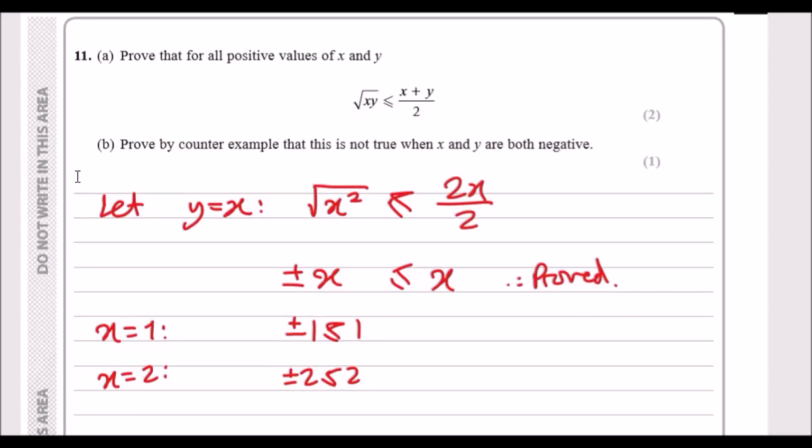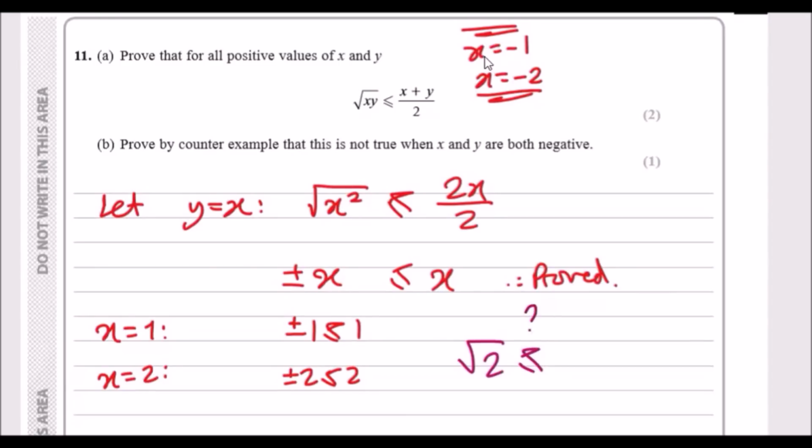Now, next one, B. Prove by counterexample that this is not true when x and y are both negative. Alright, this is simple because we just pick values. So I'm going to go ahead and choose x equals minus 1 and y equals minus 2. I know these are the obvious picks. So when you plug in minus 1 and minus 2 on the left hand side, we get minus 1 times minus 2, which is plus 2 by the way. So we're going to get root 2 on the left side.